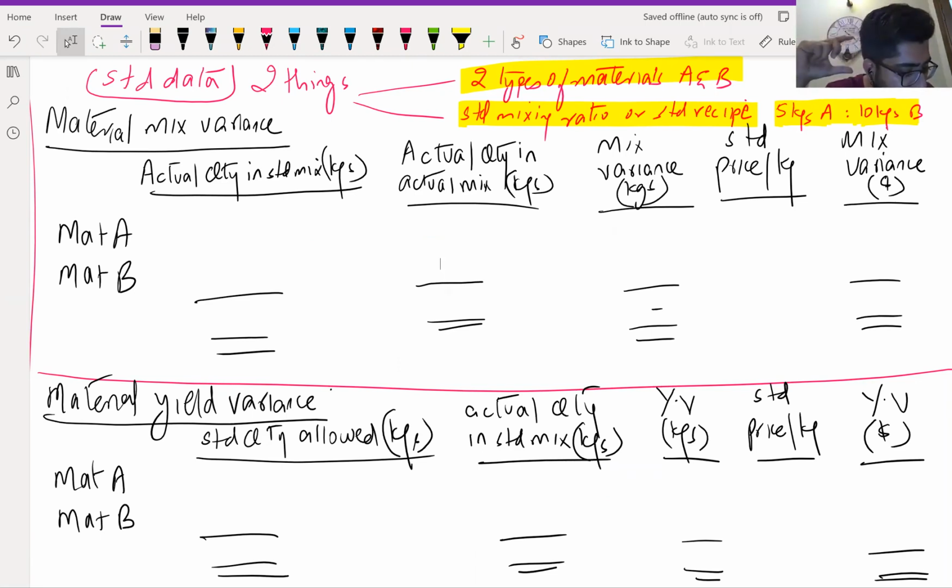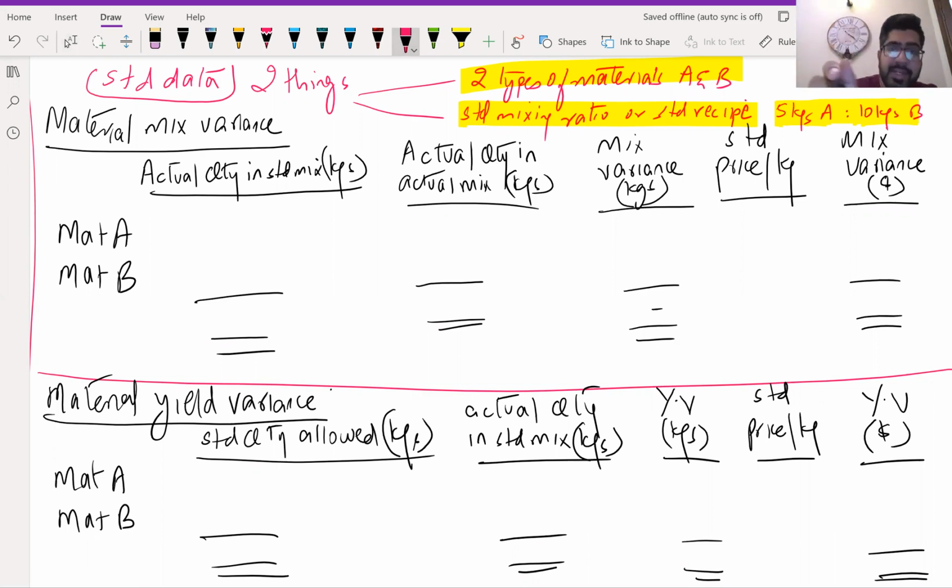First, how many types of materials are there? Second, what is the standard mixing ratio or standard recipe? 5 kgs A, 10 kgs B. So the standard mixing ratio is 5:10. Okay. Now let's start inputting the data. It's very easy, trust me.